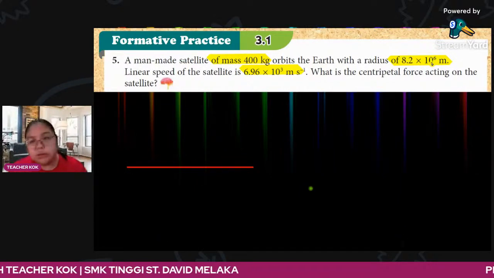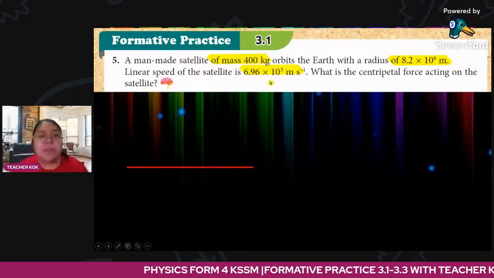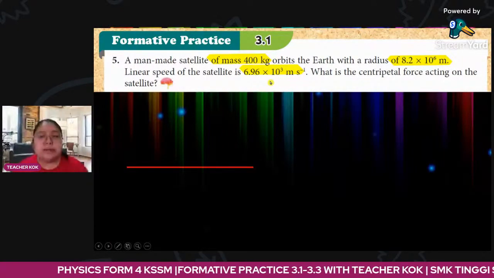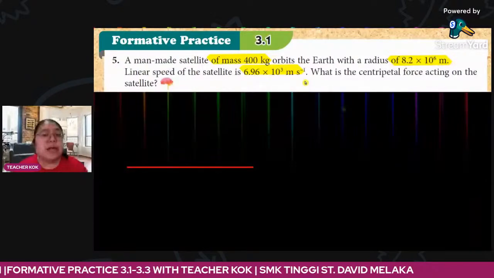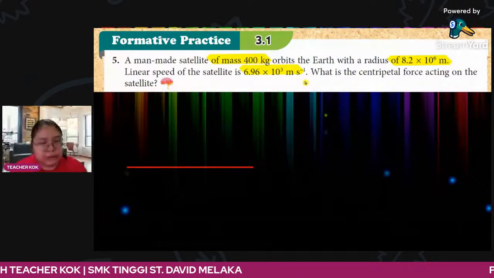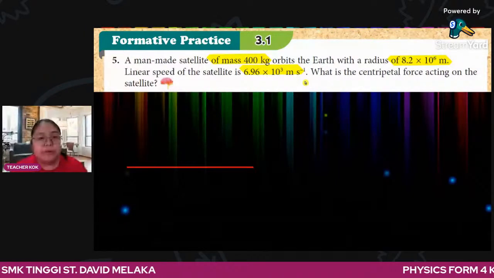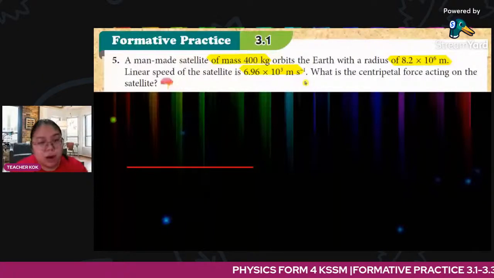Then the linear speed. They tell you the speed, 6.96 times 10 power of 3. So what is the centripetal force? Centripetal force, that means you need to recall the centripetal force formula. Remember, centripetal force is related with the velocity. They must have the velocity. We show the info first.